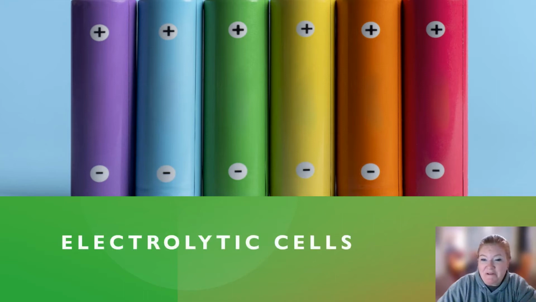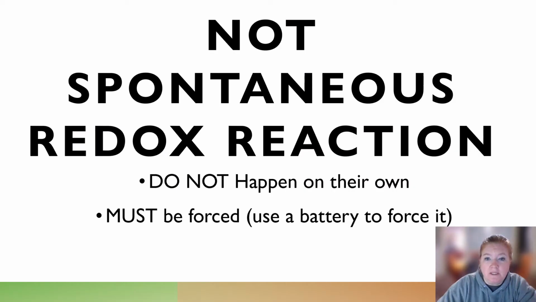All right, now we are on to the next type of cell, electrolytic cells. Electrolytic cells are not spontaneous. They're still a redox reaction, but they're not spontaneous. So they literally cannot happen on their own. They must be forced. And how do you force it? Use a battery.